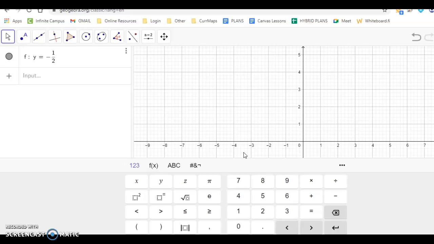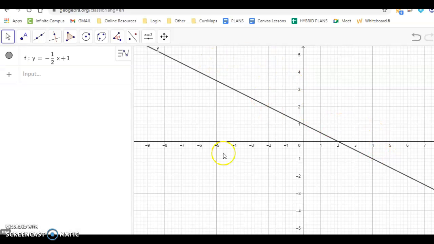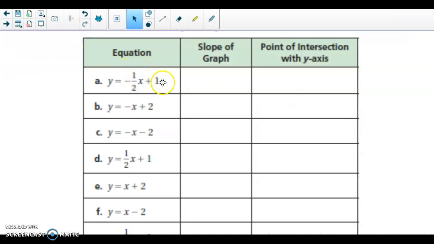Alright, and then we don't want our x right here on the bottom. Where we want it is right there next to it. So if you're down on the bottom, push this right arrow, and it'll go right there and get your x. Alright, we want plus 1. Okay, and then if you leave it, it should be a graph like that. So we got our graph, y equals negative 1/2 x plus 1. Now we got to find the slope.